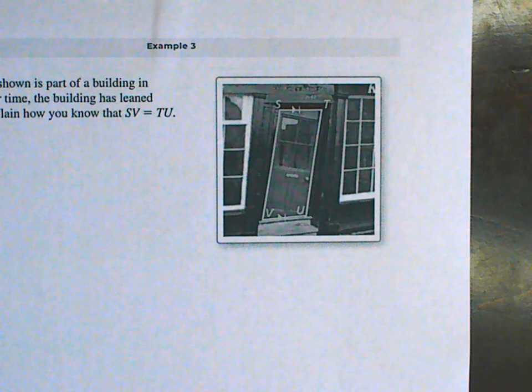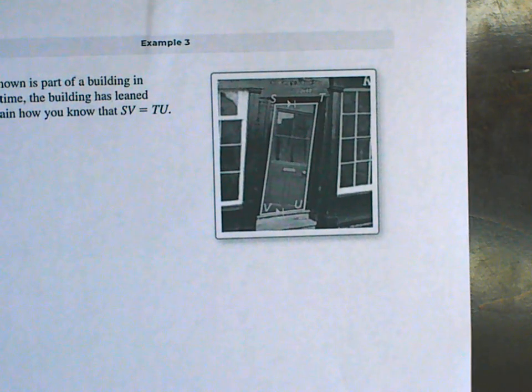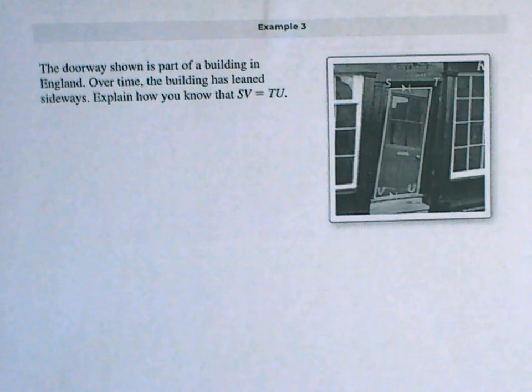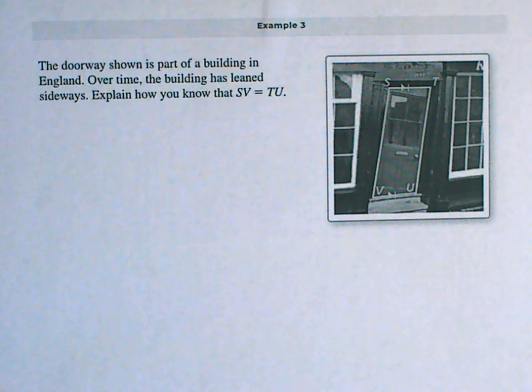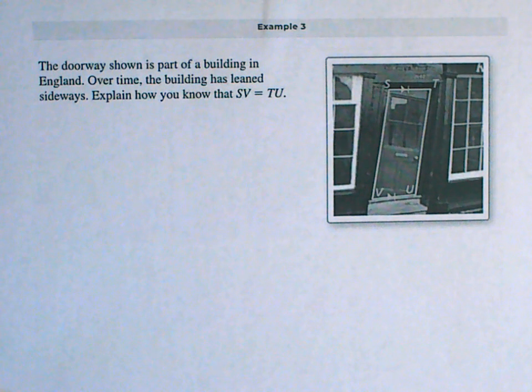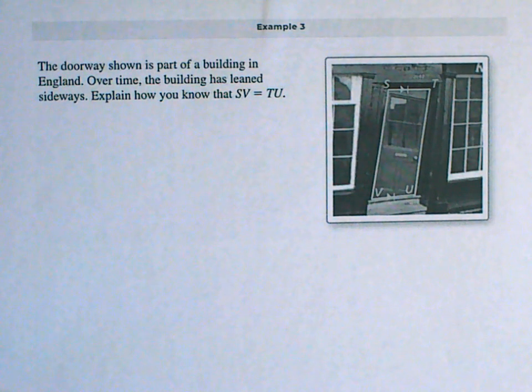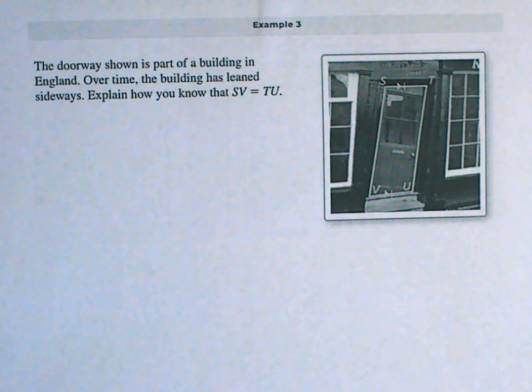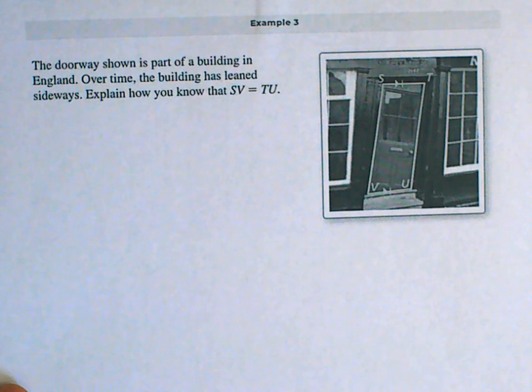Now, why on earth would someone build a door that looks like this? I have no idea. But hey, I don't know. Somebody just drew something like that. So the doorway shown is part of a building in England. Oh yeah, but blame it on the British. Over time, the building has leaned, which you figure the door would break, right? Explain how you know that SV is congruent to TU.